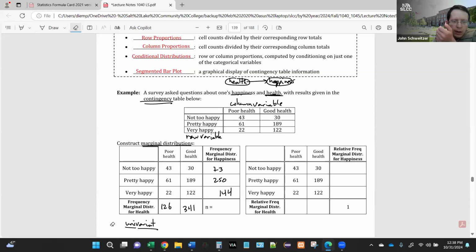So by constructing the marginal distribution, you understand the individual variables by themselves, which is important in your study. What happens if you add up all of the numbers in the rightmost column? You get 467. What happens if you add up the numbers at the bottom? You get the same thing. And what that tells you is the size of your data set, which typically is a sample, but it could be a population as well. So we have 467 people in the study. Okay. So that's our marginal distribution.